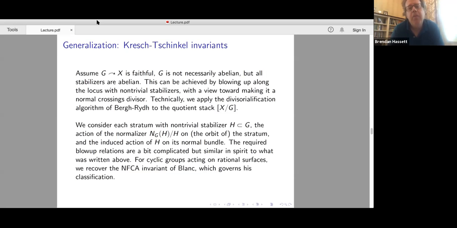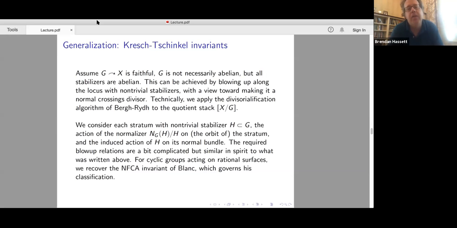So this might seem like an unreasonable thing to do, insisting on abelian stabilizers, but it turns out that there are standard ways to force the stabilizers to be abelian. If you look at the locus of X with non-trivial stabilizer, the intuition is that you blow it up to try to make it look like a normal crossings divisor. So for instance, on a surface, you might have three curves that have non-trivial stabilizer meeting at a point. And so you want to blow those things up.